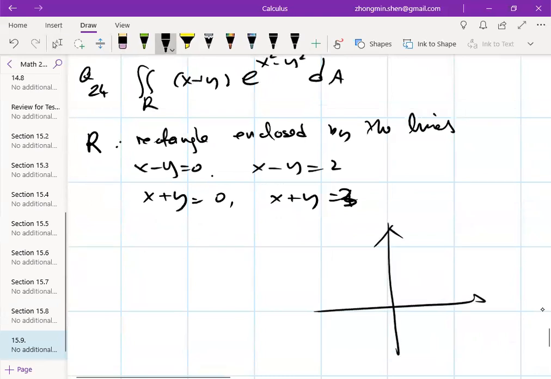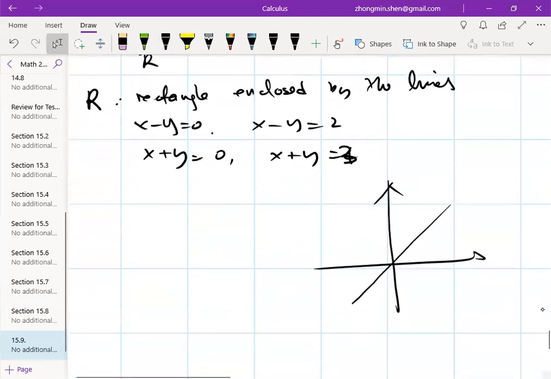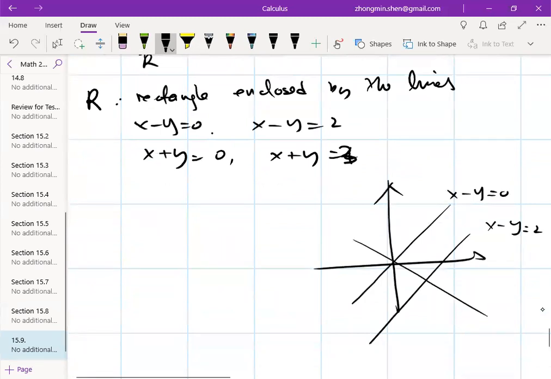You have x minus y equals 0, so y equals x. So this is the line. Then x minus y equals 2, so that means there's another line here, y equals x minus 2. This is x minus y equals 2, this is x minus y equals 0. Then x plus y equals 0 is this line, and the other one is this. It could be a parallelogram.